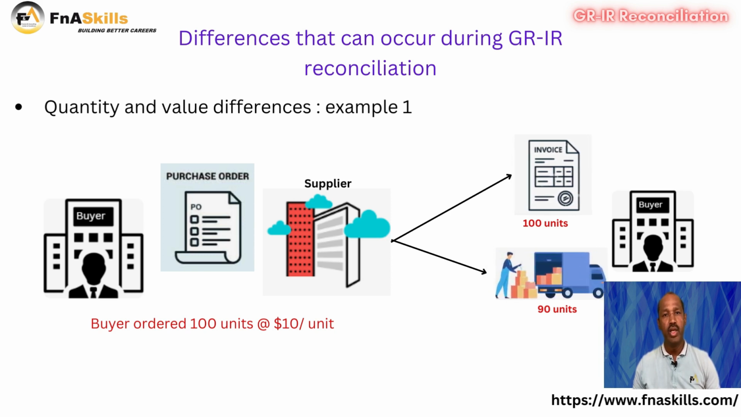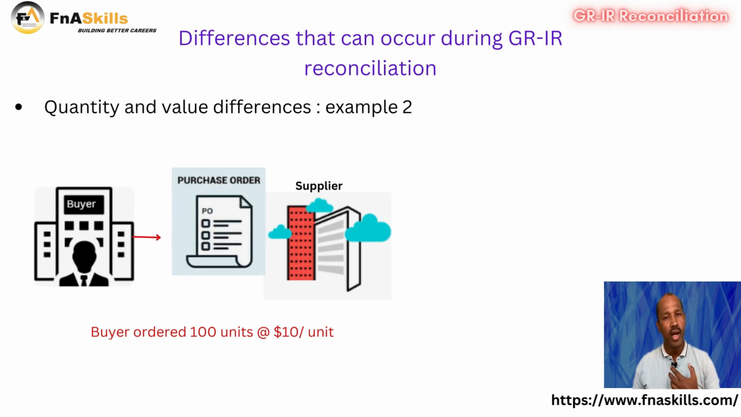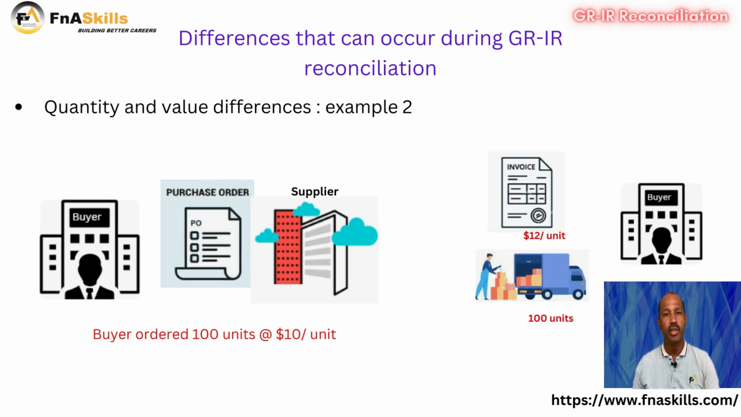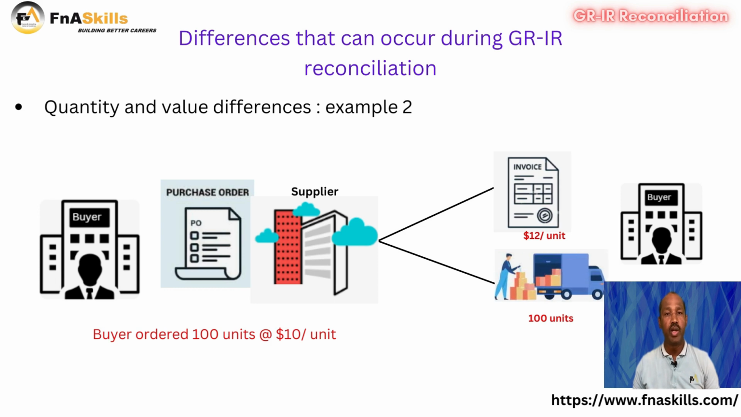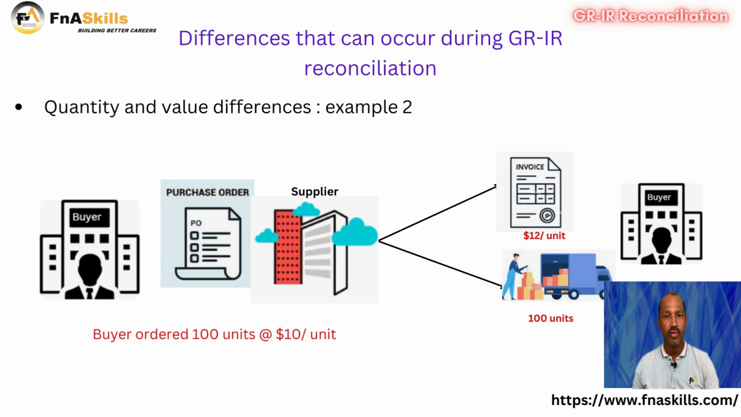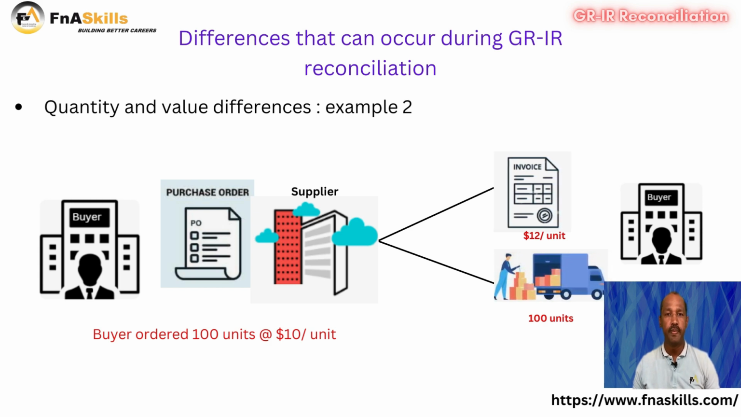In this scenario, the quantity of goods received does not match the quantity listed on the invoice. Another example could be a company ordering 100 units of a product with a unit price of $10, but receiving 100 units of the product with a unit price of 12. This would be a value difference, where the value of goods received does not match the value listed on the invoice.